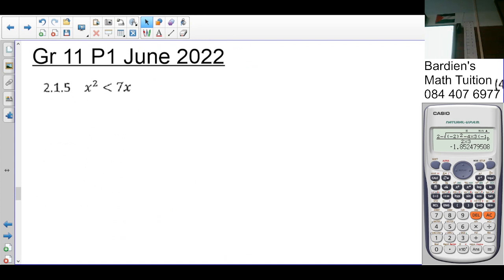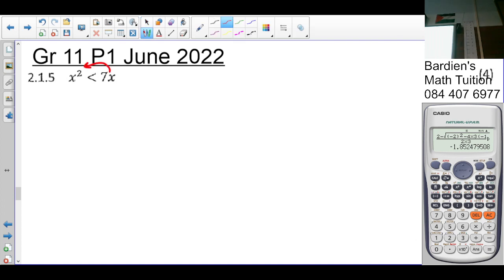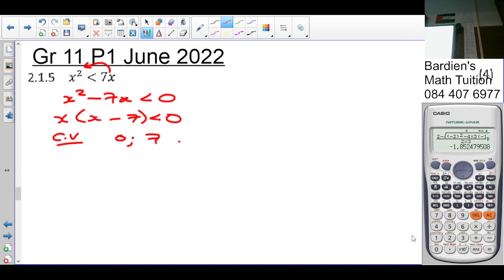The next question is your inequality question, which is a question you must know how to do as well. It's asked often. So we take it over the equal sign, becomes x squared minus 7x is less than 0. x is a common factor. Now, many times you see the learners say x is equal to 0 and x is equal to 7. That is not the case. We have to say critical values. Okay, critical values at 0 and 7. If you had said equal, you should have lost the mark there. So there's your 0 and your 7.